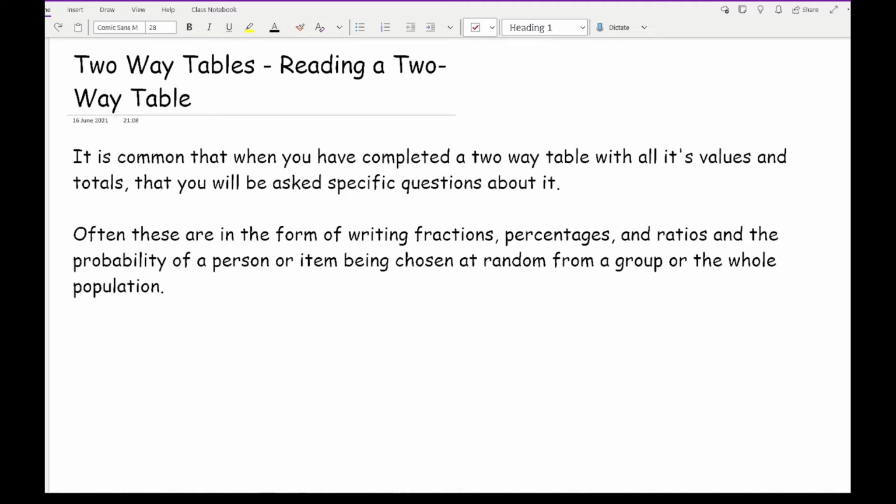Now before we move forward, it's really important that you're able to write fractions, write percentages and write ratios, and obviously then go on to simplify them and understand the concept of probability. If you've got no idea on what those four things are, then I strongly recommend that you watch the videos that are covered on the channel before continuing with this video.